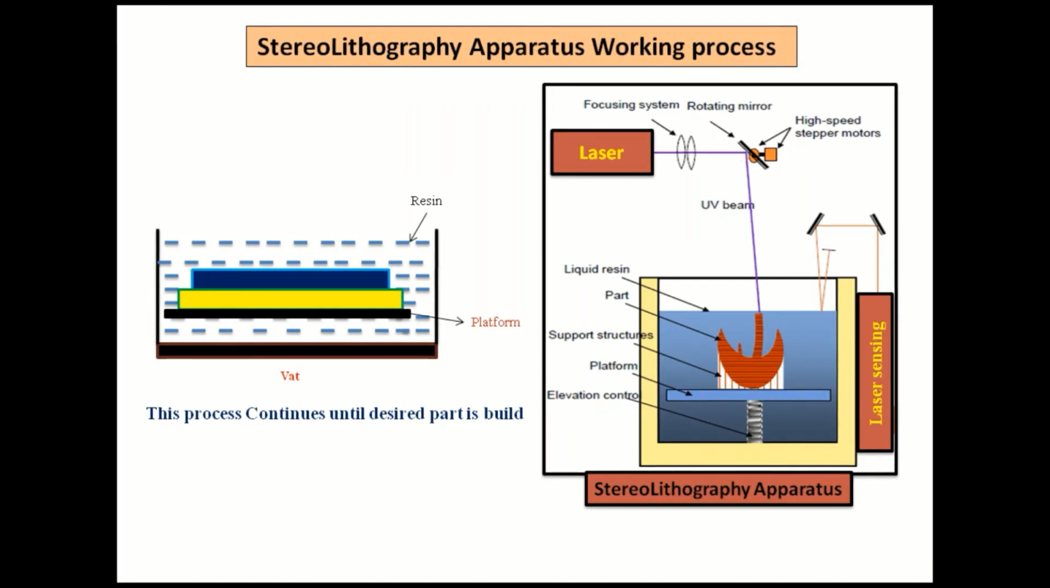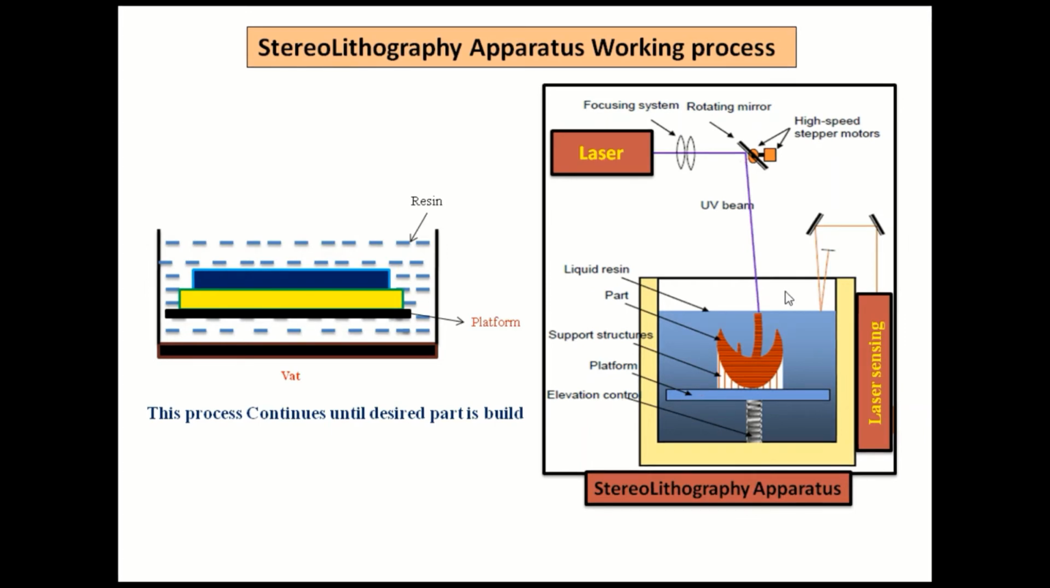Here, the laser draws a pattern on the liquid region, and the direction of this pattern is given by the supporting control system of the mirror in the XY direction. And the Z direction is the platform, which is lowered with a mechanism with respect to the thickness of the layer. Like this the process continues until the product is reached.